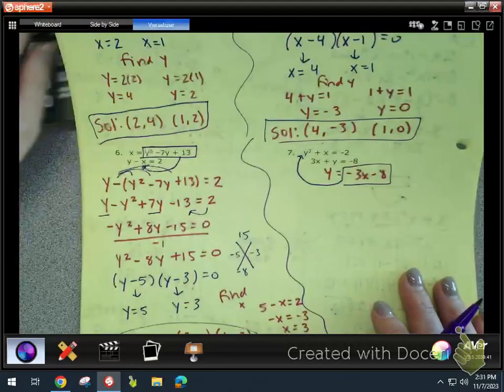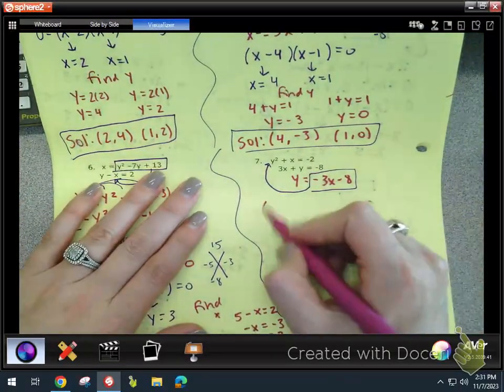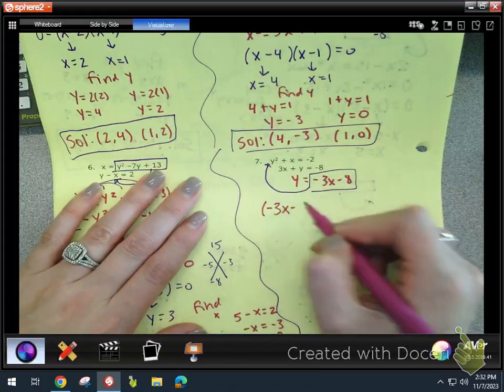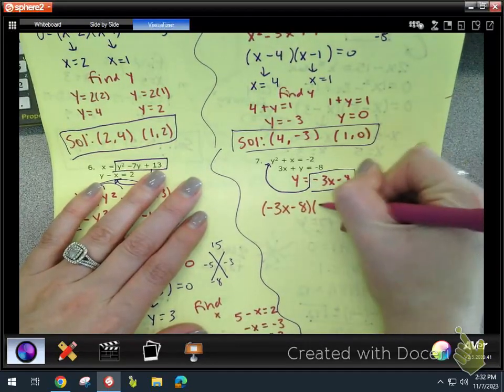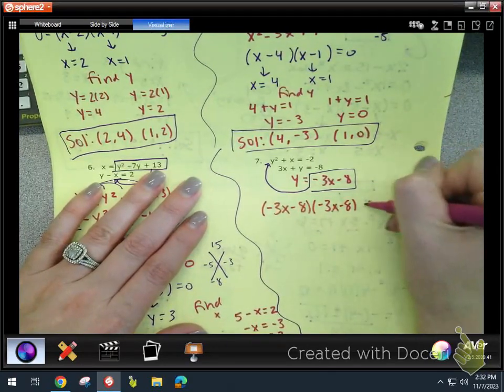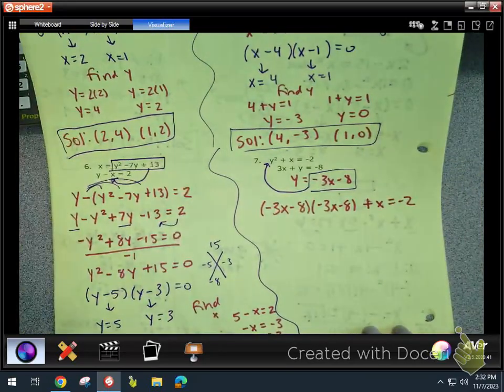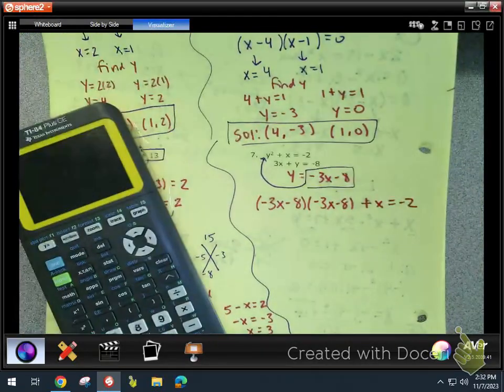You have to FOIL that. That's why I did it this way. So this will be negative 3x minus 8 times negative 3x minus 8. I went ahead and already wrote it twice. Are you all okay with that? Yeah? You are going to need to multiply that out. Set it equal to 0.